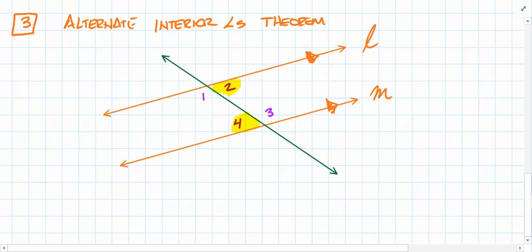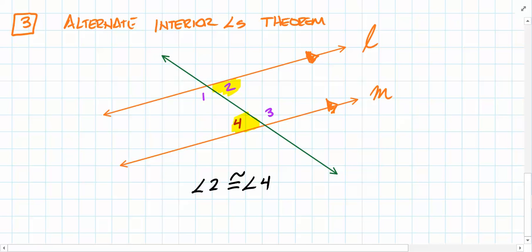What do you think, if you had to take a guess by looking at the picture, what's the relationship between angle 2 and angle 4? Do they look equal? Does one look bigger? What do you think? They are congruent, yes. Okay. So, angle 2 is indeed congruent to angle 4. What else is congruent in this case? 1 and 3. Very good.